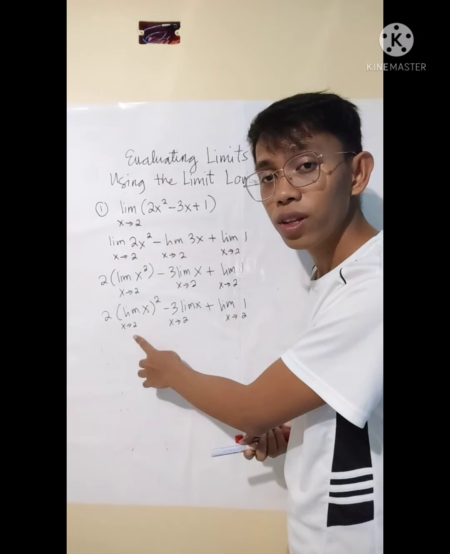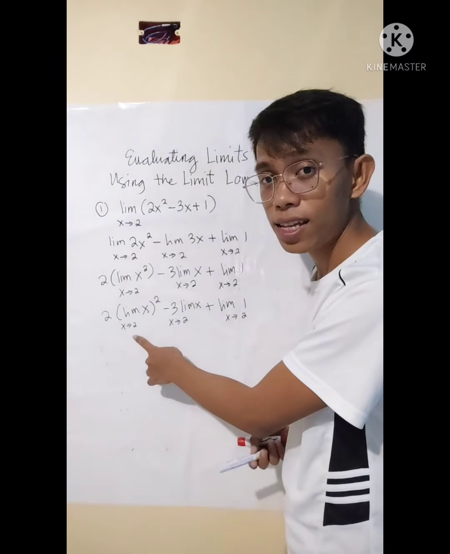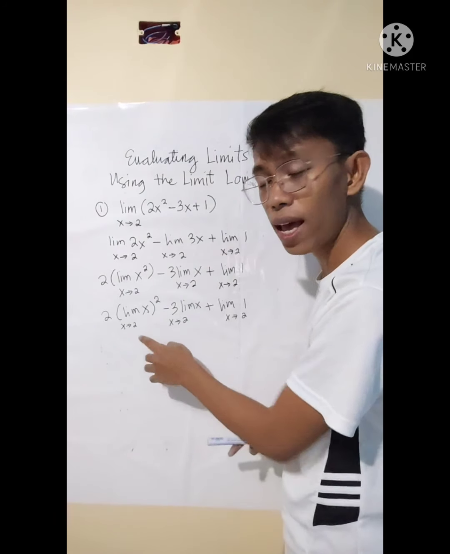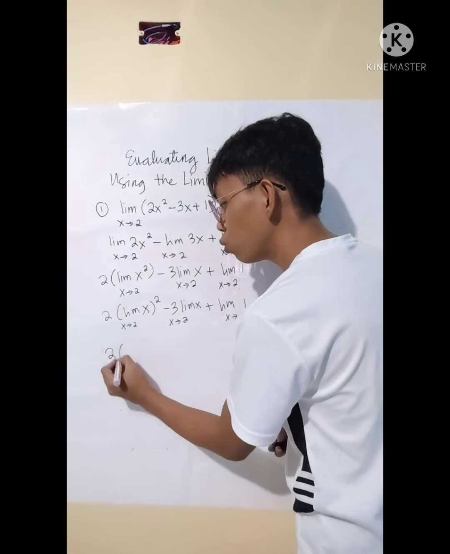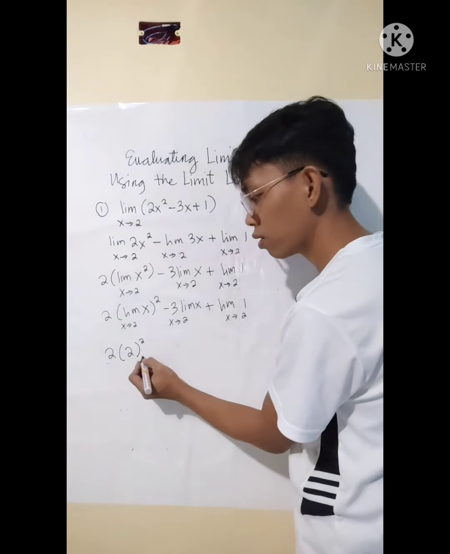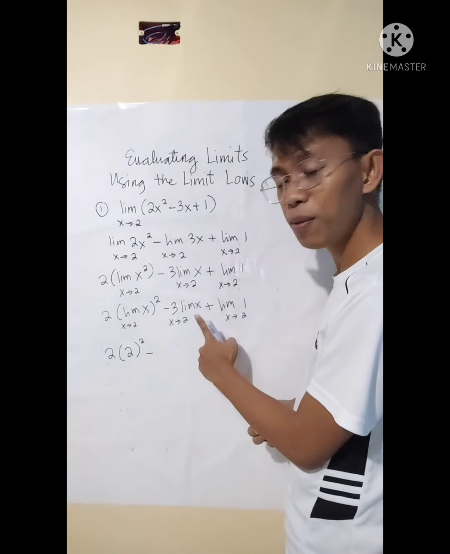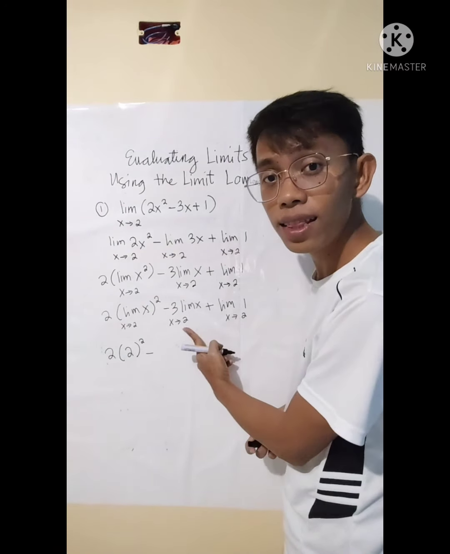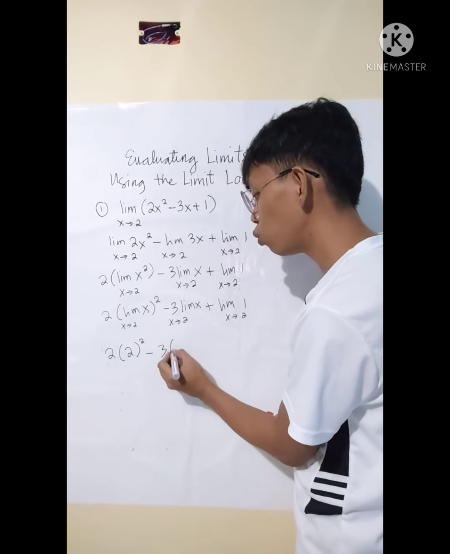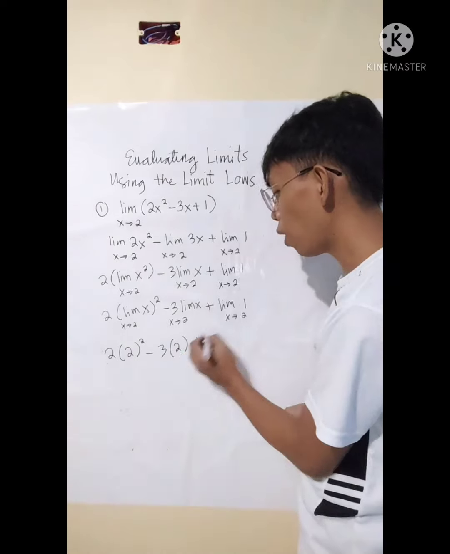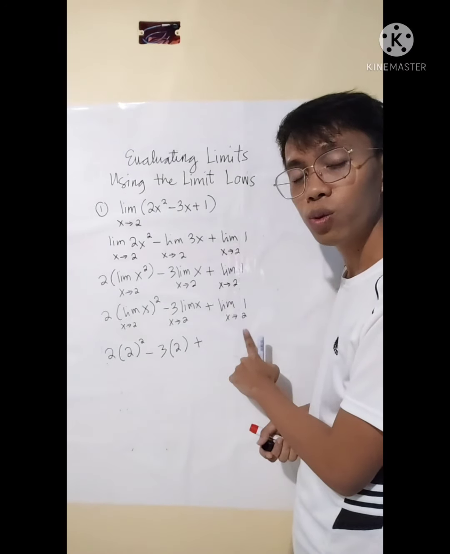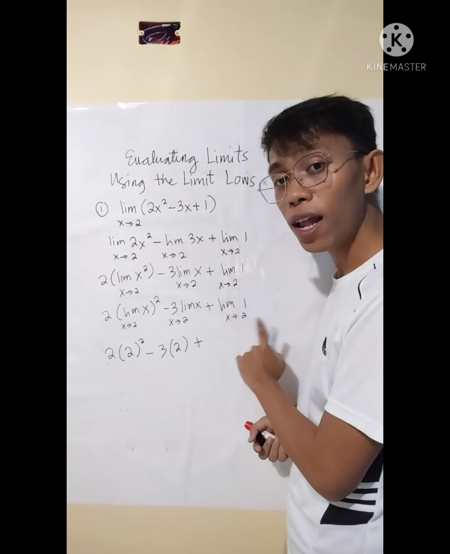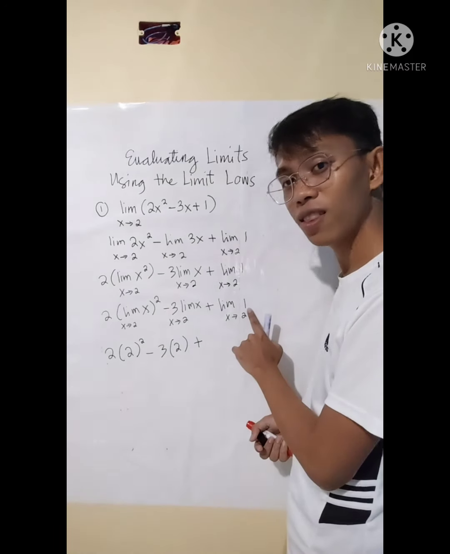At ang i-apply natin doon ay yung limit of an identity or yung limit of x. And the limit of x is kung ano yung ina-approach na value ni x. So this will become 2 times 2 squared. While here, the limit of x is equal to, again, applying the limit of an identity, 2. While for the limit of 1, as x approaches 2, i-apply naman natin yung limit of a constant. So the value of this is equal to the constant.